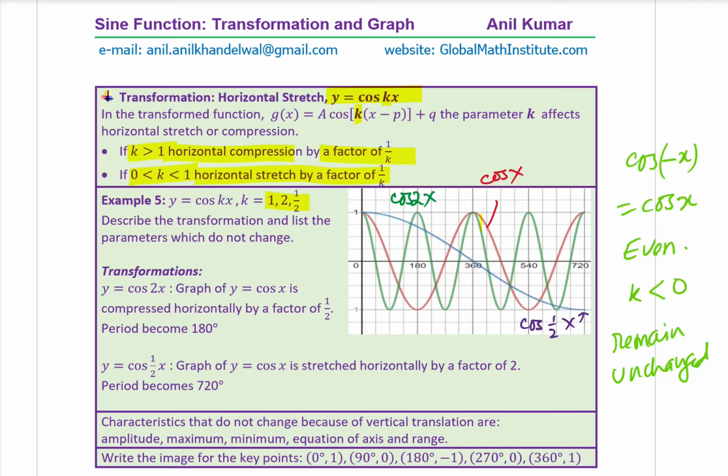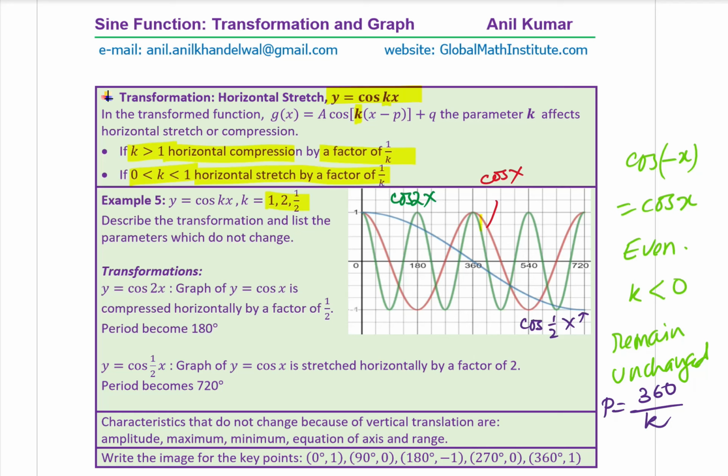Clear? So these 3 graphs are shown on the same axis. You can now compare that the difference in them is mainly because of the period. Correct? So the period is related as period equals 360 divided by k, right? That is how the period is related.